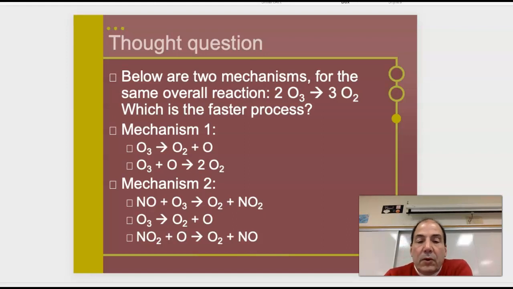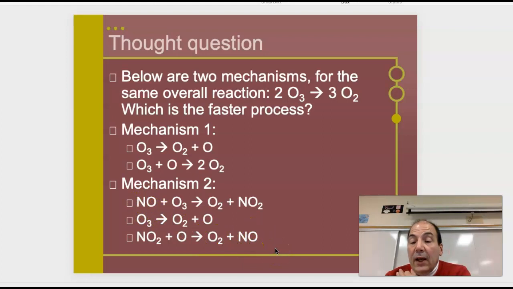All right, so let's talk about it. In mechanism 1, we see that we have only 2 steps, 2 elementary steps. That seems pretty good. We have 1 intermediate being formed. In mechanism 2, we have 3 steps. Again, that would seem like it'd be slower because it's 3 steps. We see that we have 2 different intermediates being formed, the NO2 and the oxygen atoms.